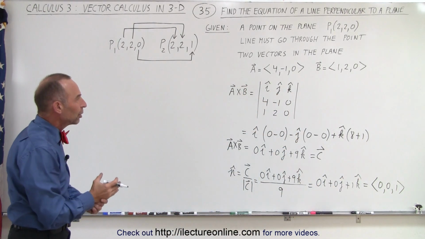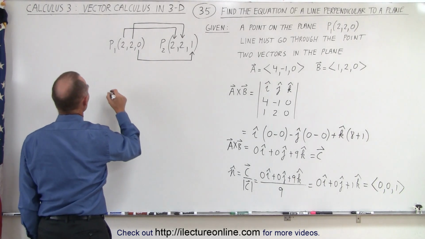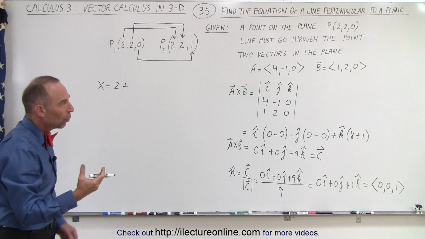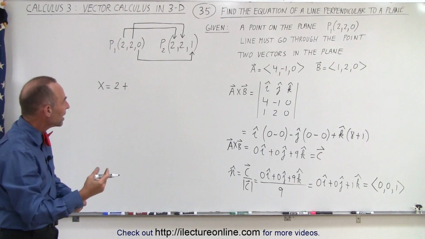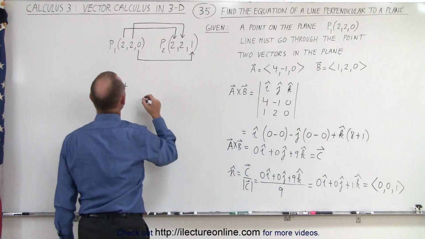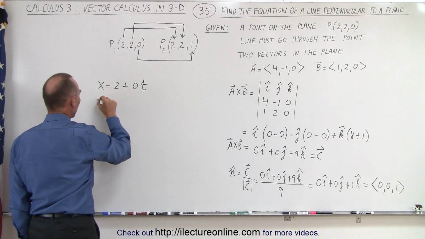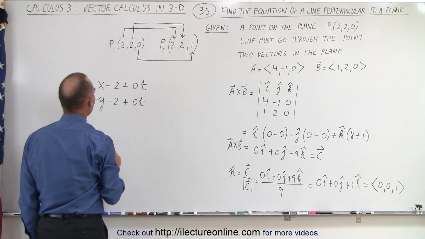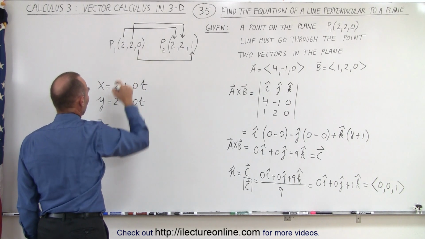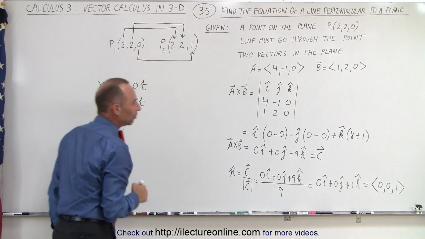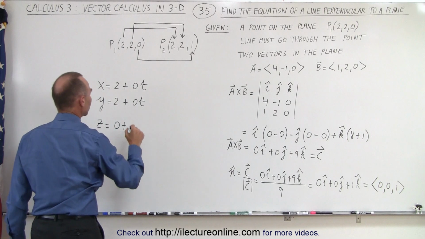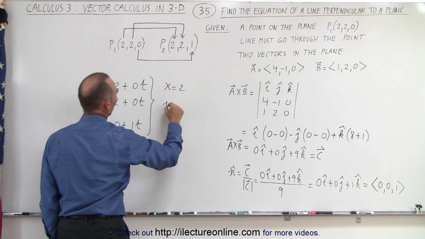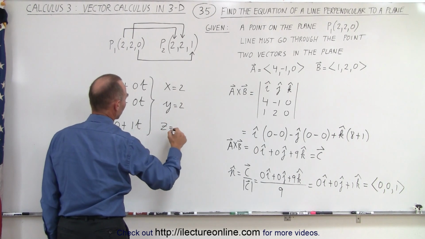So now when we define a line, we can do that using the parametric equations, which means that we can say that x can be defined as a point on the plane, which is 2, plus how much it changes when our parametric variable changes. So let's define our parametric variable t, and it changes by this amount, so that would be equal to plus 0t. Our y can be defined as a point on the plane, 2, plus how much it changes, which is 0t, and z can be defined as starting at 0 plus how much it changes if our parametric variable changes, and it changes 1 every time t changes by 1, so we have 1 times t. In other words, if we want to simplify that, we can say that x is equal to 2, y is equal to 2, and z is equal to 0 plus 1t, or simply t.